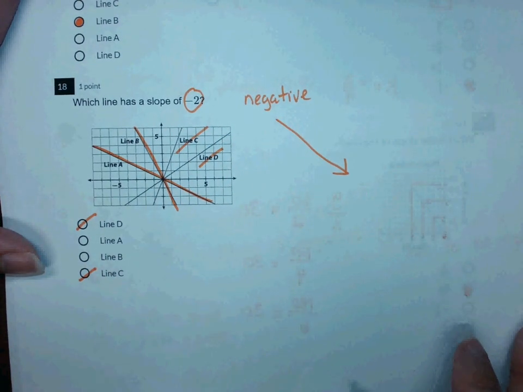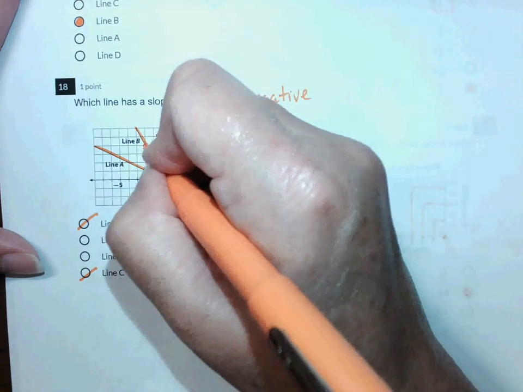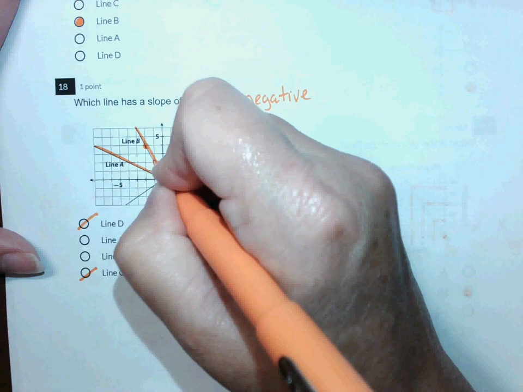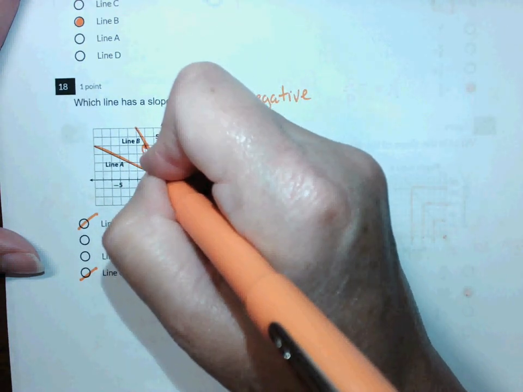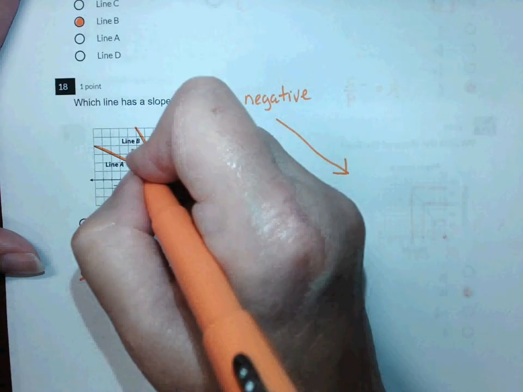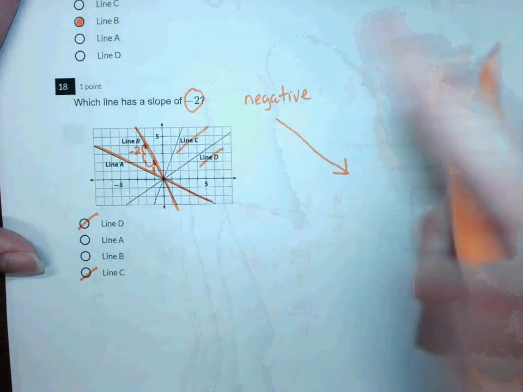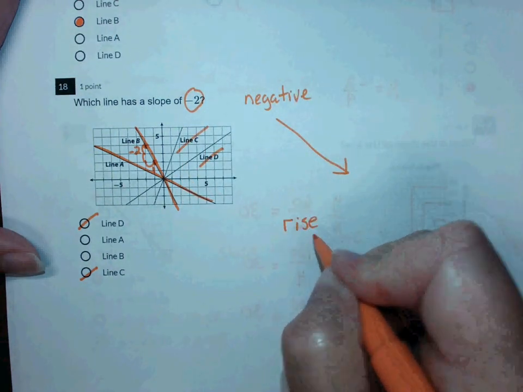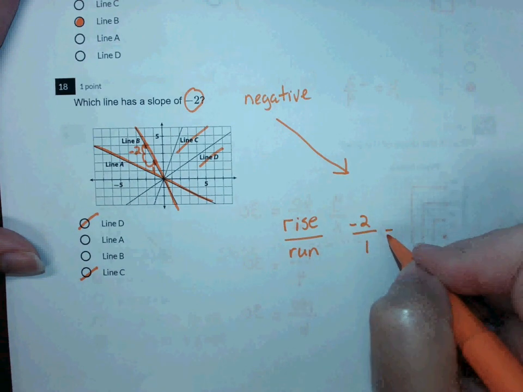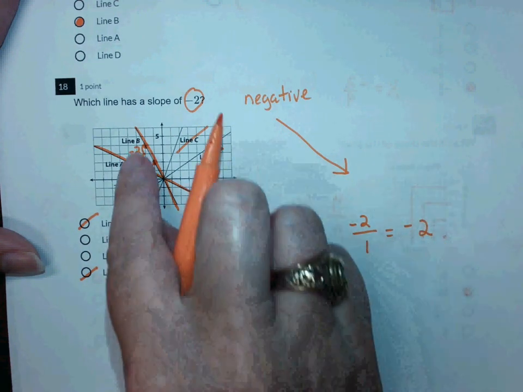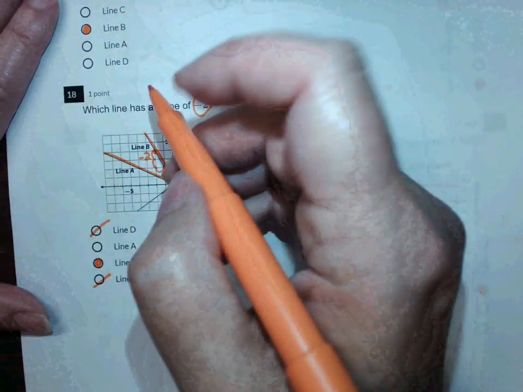All right, and we need a slope of -2. So I'm going to look at line B first. I see a clean point right there and a clean point right there. And if I go from point to point, I have to go down 2 and over 1. Down 2 and over 1. That is negative 2 over 1, which does indeed equal negative 2. That is line B.